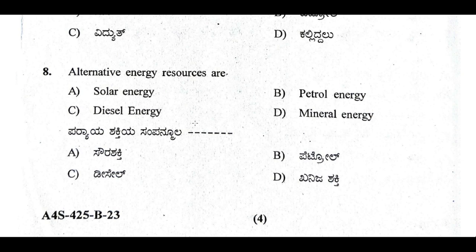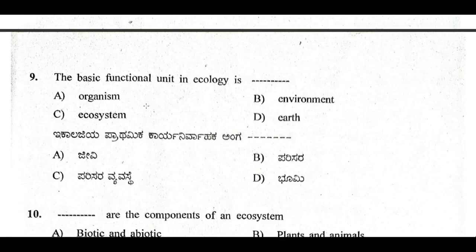Solar energy, petrol energy, diesel energy or mineral energy. So which one is called the alternative energy resource? Now coming to alternative energy resources, this energy includes hydroelectric energy, solar energy, geothermal energy, wind energy, nuclear energy and biomass energy. So therefore, option A, solar energy, is the right option because it is included in the alternative energy.